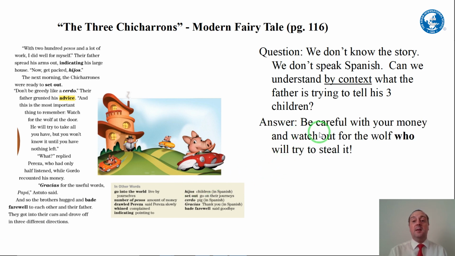Well, here's my idea. Be careful with your money and watch out for the wolf who will try to steal it. That's what he's trying to say to his children.